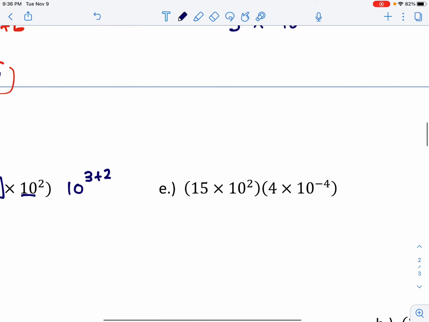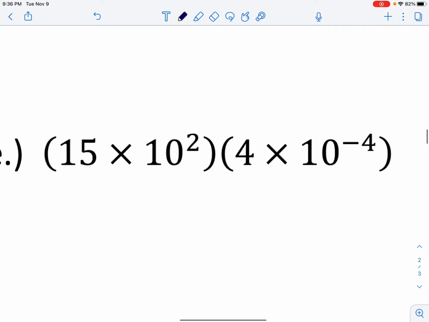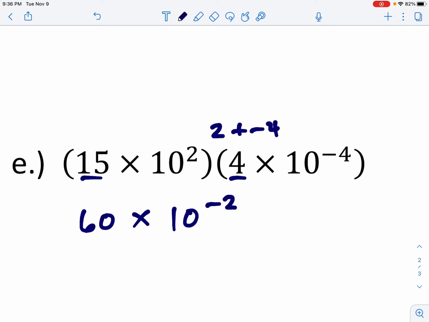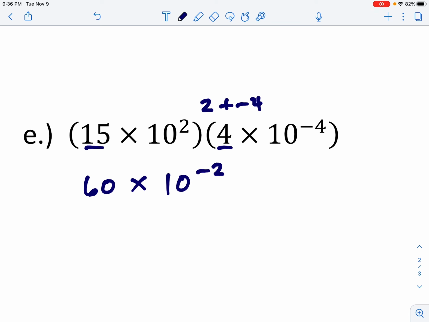All right, for the next one, we have 15 times 4, so we're going to multiply those together. We get 60 times 10. We're going to add our exponents, so we have 2 plus -4, which is going to give us -2. 60 is not in scientific notation, so I'm going to put my decimal. I have to go back 1 and add 1. So that's going to be 6 times 10 to the -1 power.